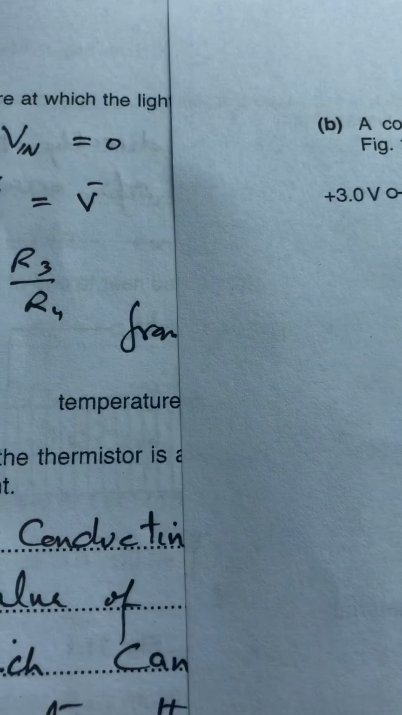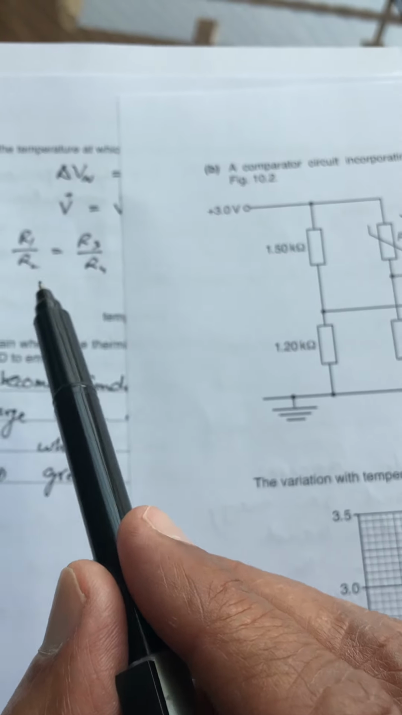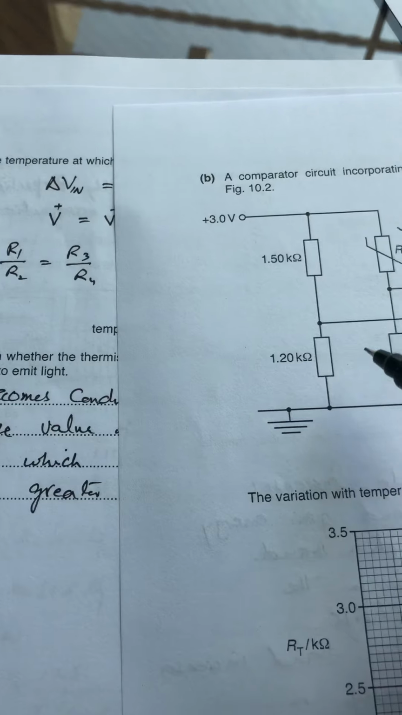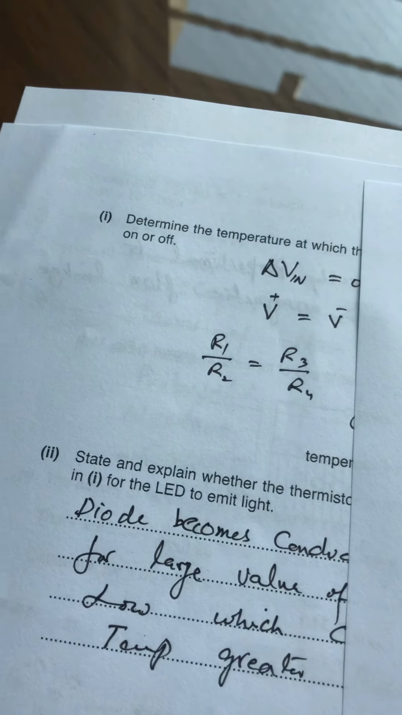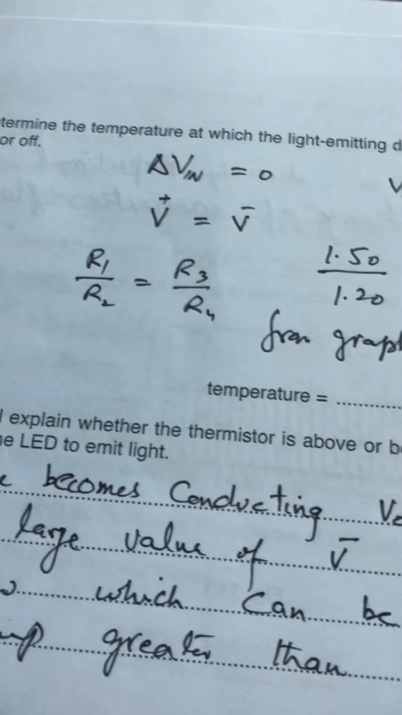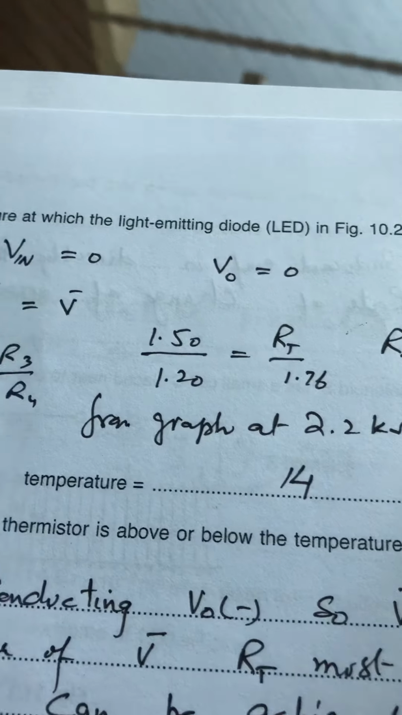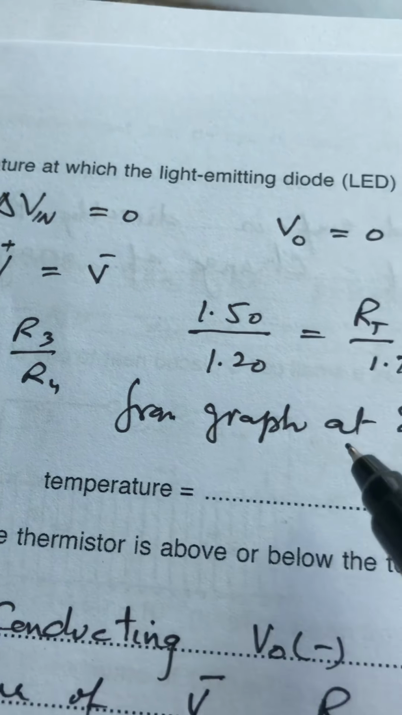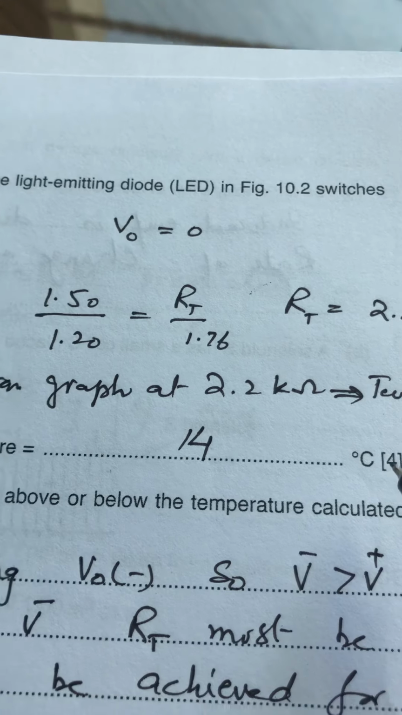So we can write here R1 over R2 is equal to thermistor resistance over R3, so R3 over R4. Substitute the values, you will get the resistance of the thermistor as 2.2 kilo ohm, and from the graph we can check the temperature, which is approximately 14 degrees Celsius.